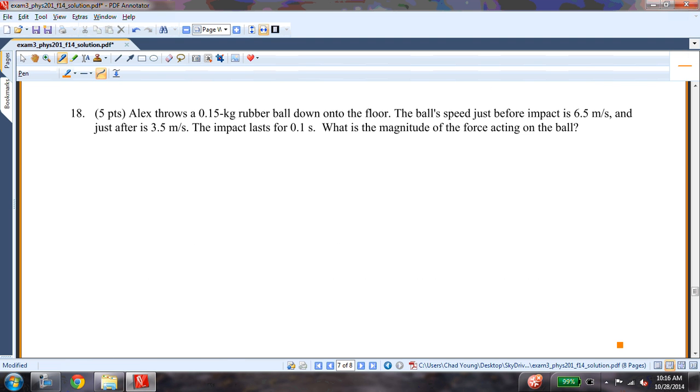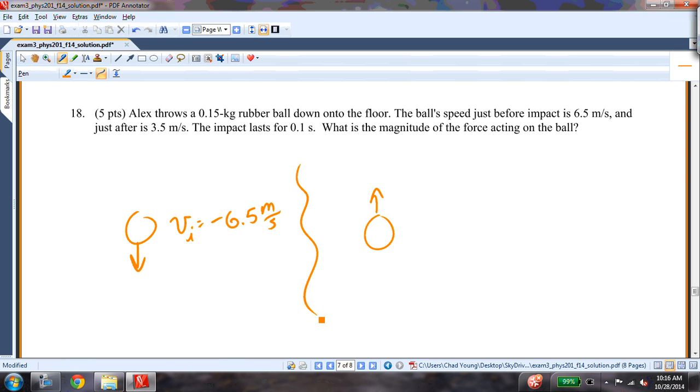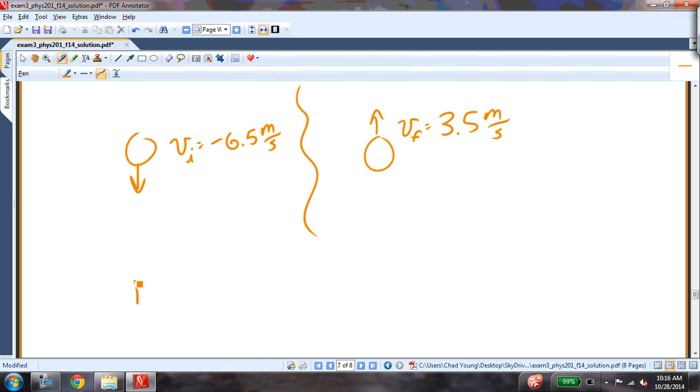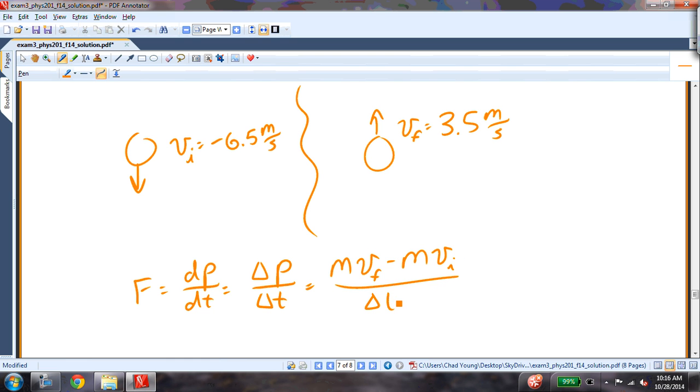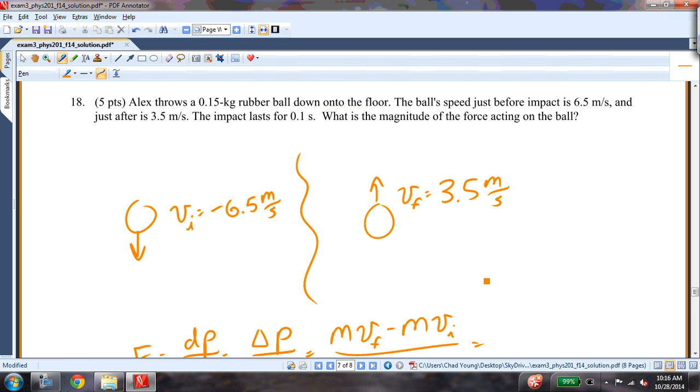All right, Alex throws this ball, it travels down initially at a velocity equal to negative 6.5, and then it bounces and it travels upward. So this is initial and final. It's traveling upwards at 3.5. And I want to know what is the magnitude of the force. So I know that F is equal to dp/dt, or delta p over delta t, mvf minus mvi, that's my change in momentum, over my change in time. And we know all these values now, so it's just a matter of plugging them in.